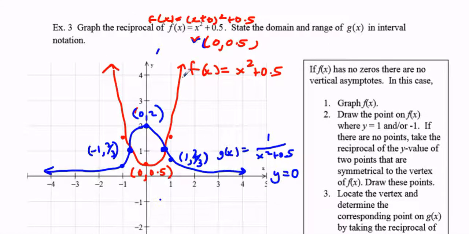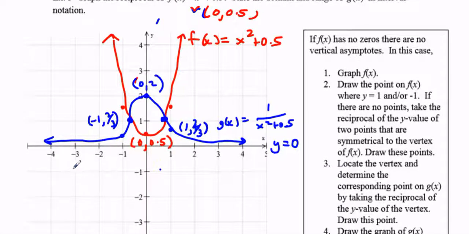So let's state the domain and range on this one. I forgot to do that. The domain is, for the blue one, negative infinity to infinity, right? There's no asymptotes here breaking things up. We're just always continuing here.